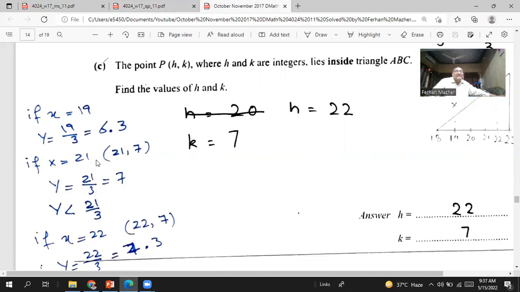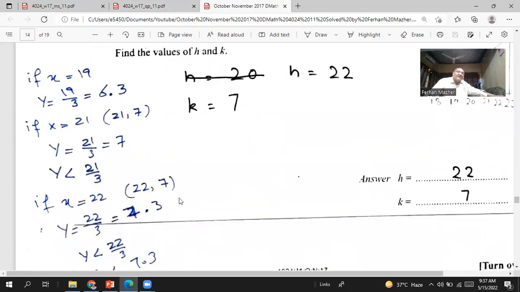Okay, if I suppose x is 21, and I take the point 21 comma 7, because I have to take a point whose coordinates are integers. When you put 21 by 3, that's 7. And the y value you have also taken is 7. According to this, the inequality will be violated because it will read 7 is less than 7. So that is not possible.